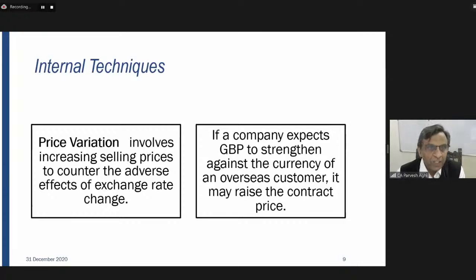So let's take an example in this. If a company expects, now we talk about say an Indian company, the Indian company expects the pound to strengthen against the currency of an overseas customer, it may raise the contract price. Because at the end you have to pay more in terms of pounds, in terms of the home currency, so you are going to increase the price so that you spend the same amount of money.